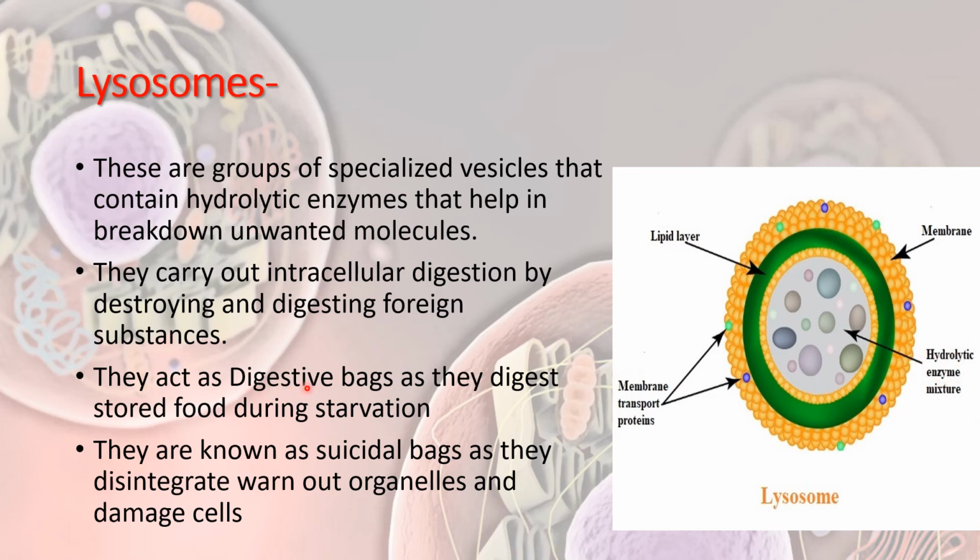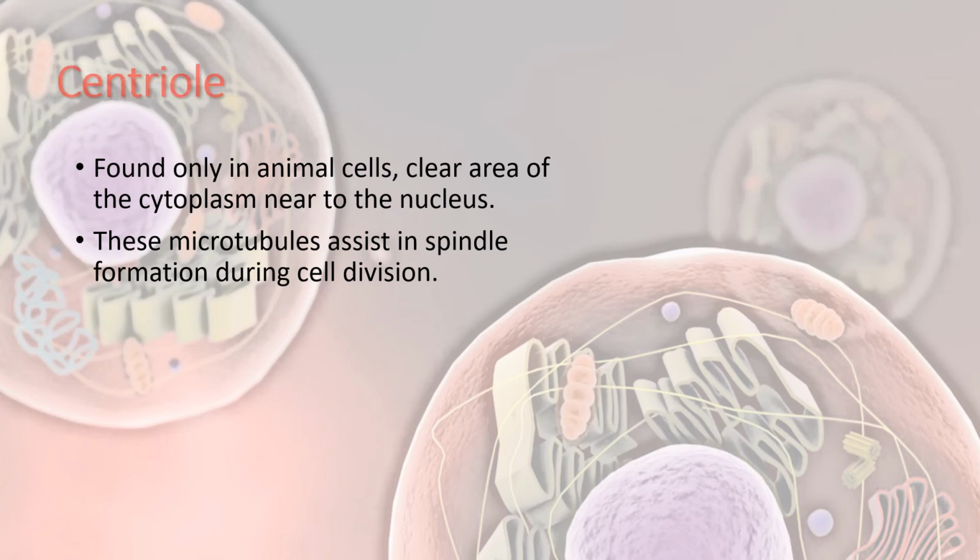They act as digestive bags as they digest stored food during starvation. They are also known as suicidal bags as they disintegrate worn out organelles and damaged cells. So the cell organelles which are not functioning, these suicidal bags help to disintegrate them. So the next one is centriole.